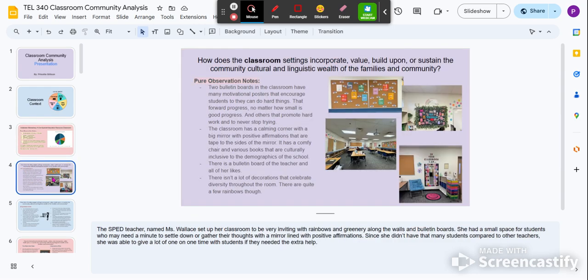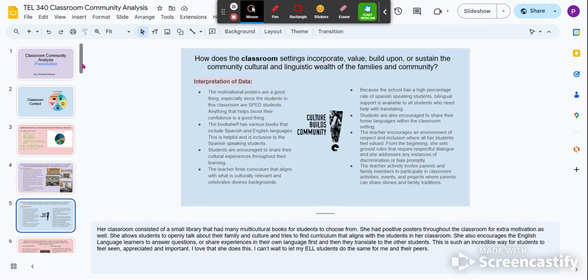So the SPED teacher, named Ms. Wallace, set up her classroom to be very inviting, with rainbows and greenery along the walls and bulletin boards. She had a small space for students who may need a minute or two to settle down or gather their thoughts, with a mirror lined with positive affirmations. Since she didn't have that many students compared to other teachers, she was able to give a lot more one-on-one time to students if they needed extra help.